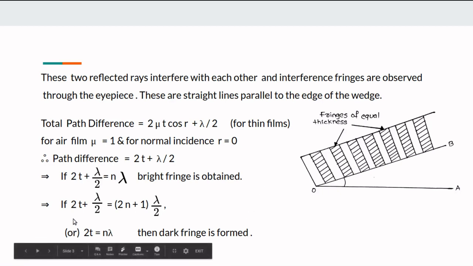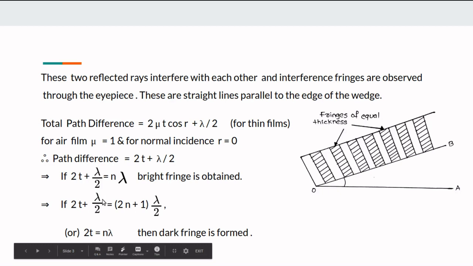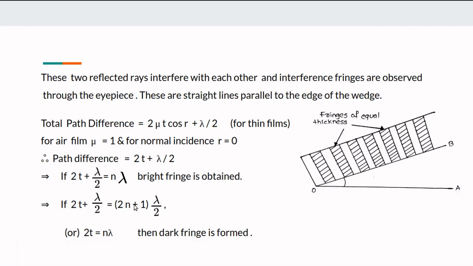Similarly, if 2t plus lambda by 2 is equal to (2n plus 1) into lambda by 2, we get a dark ring. If you cancel lambda by 2, we get 2t is equal to n lambda. 2t is equal to n lambda is the condition for a dark ring in case of a wedge shaped film. These are the conditions for bright and dark fringes formed in a wedge shaped film.